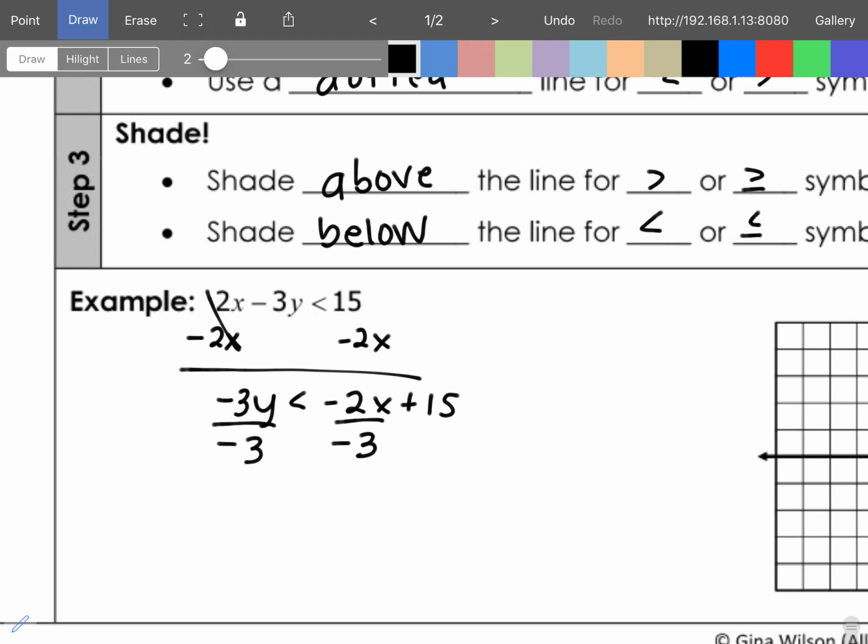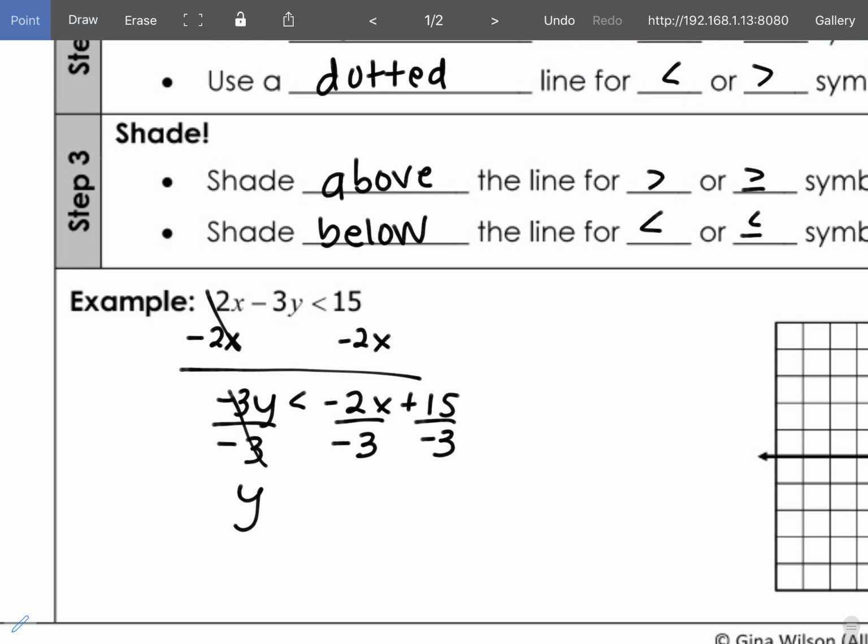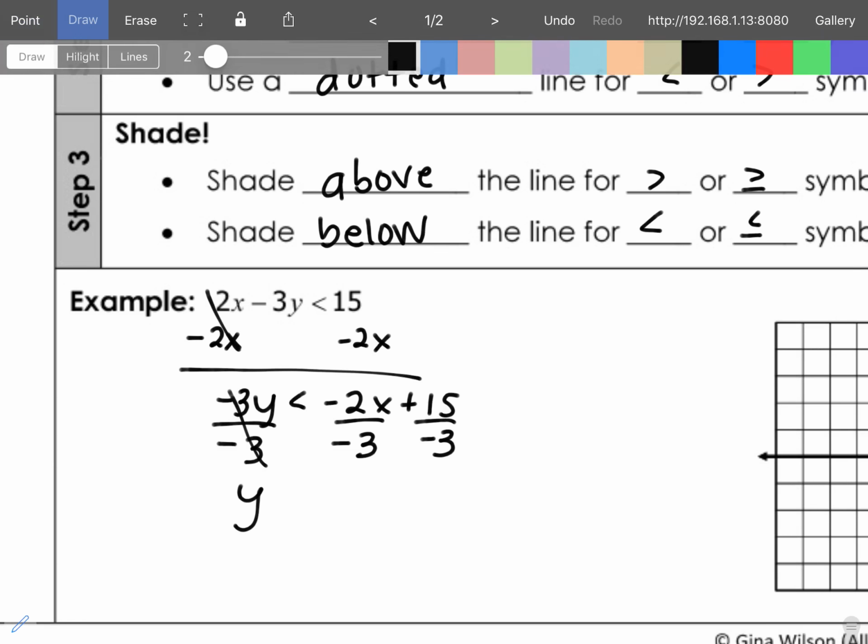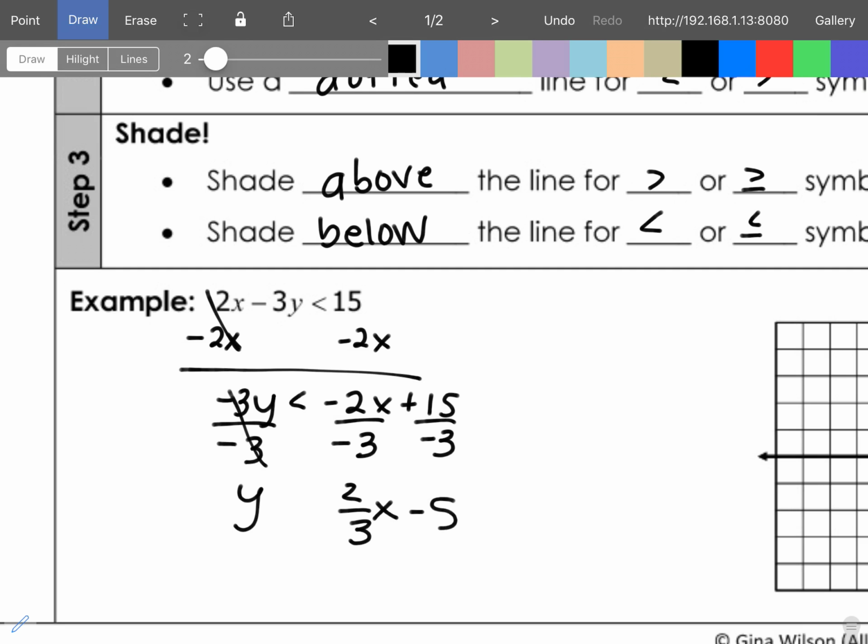Now what did we read? So, okay, this is y. Now I'm going to leave the sign by itself. I'm going to skip the sign. What is negative 2 over negative 3 equal? That's a positive 2 over 3 x. And then 15 divided by negative 3 is a negative 5.